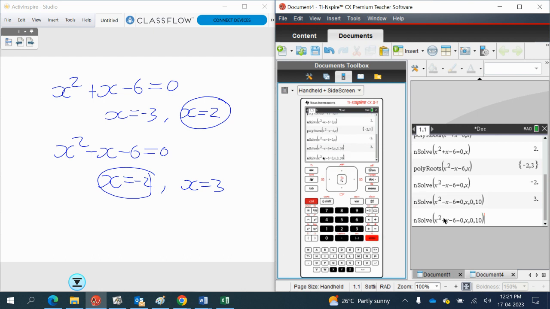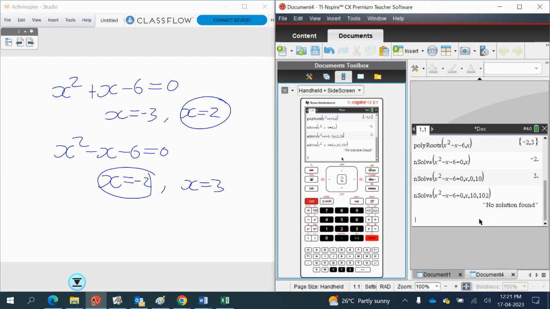If there are no answers in the region, say we tell it to go in this interval now, looking there, it will just say no solutions found. It means there's no answers in that. Okay, let me stop there on that one.